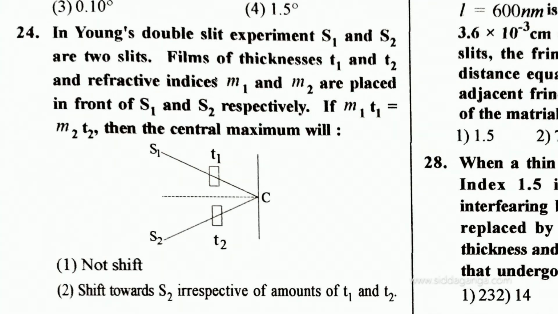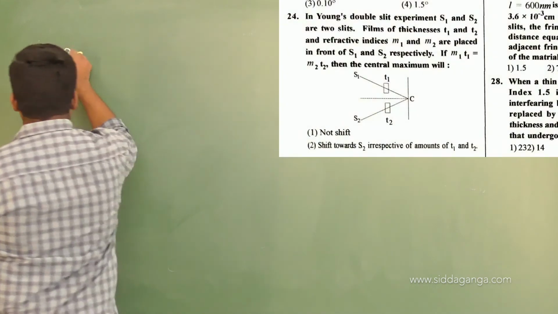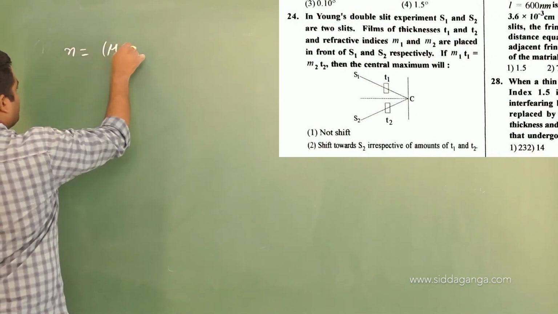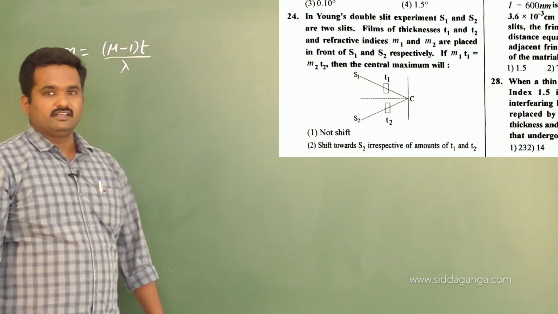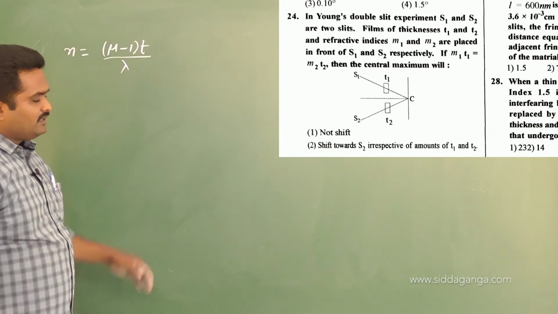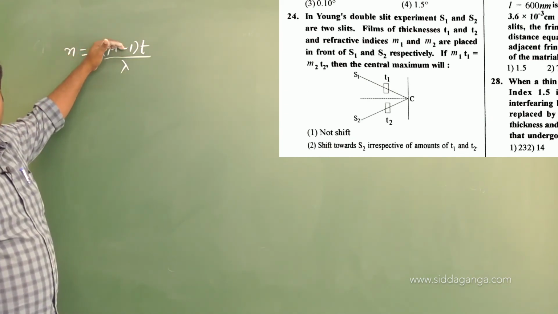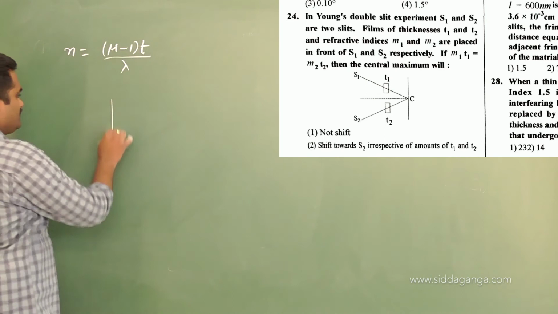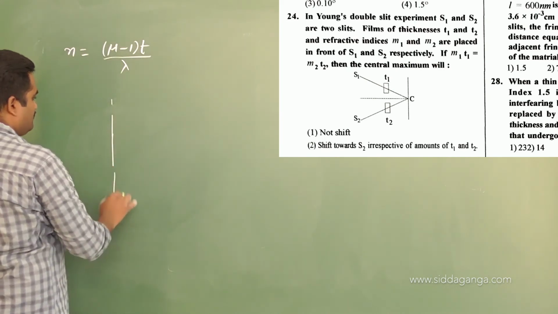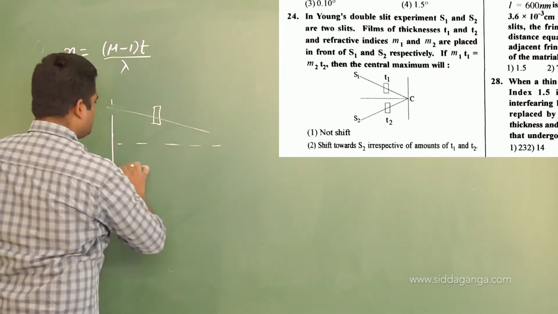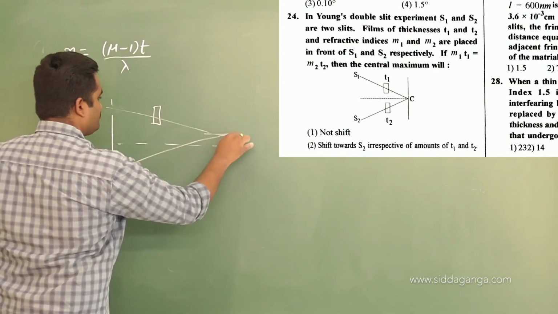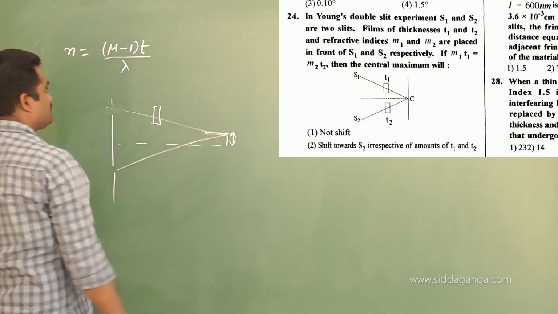To which region is it going to be shifted? We have studied one small relation for the number of fringes that got shifted due to this placement: mu minus 1 into T divided by lambda. These are the number of fringes that get shifted when I place a film in the path of one of the slits. For example, if I have two slits and I place this here, the light which was coming exactly at the central fringe is going to be shifted to this. How many fringes got shifted is given by the relation we have studied.